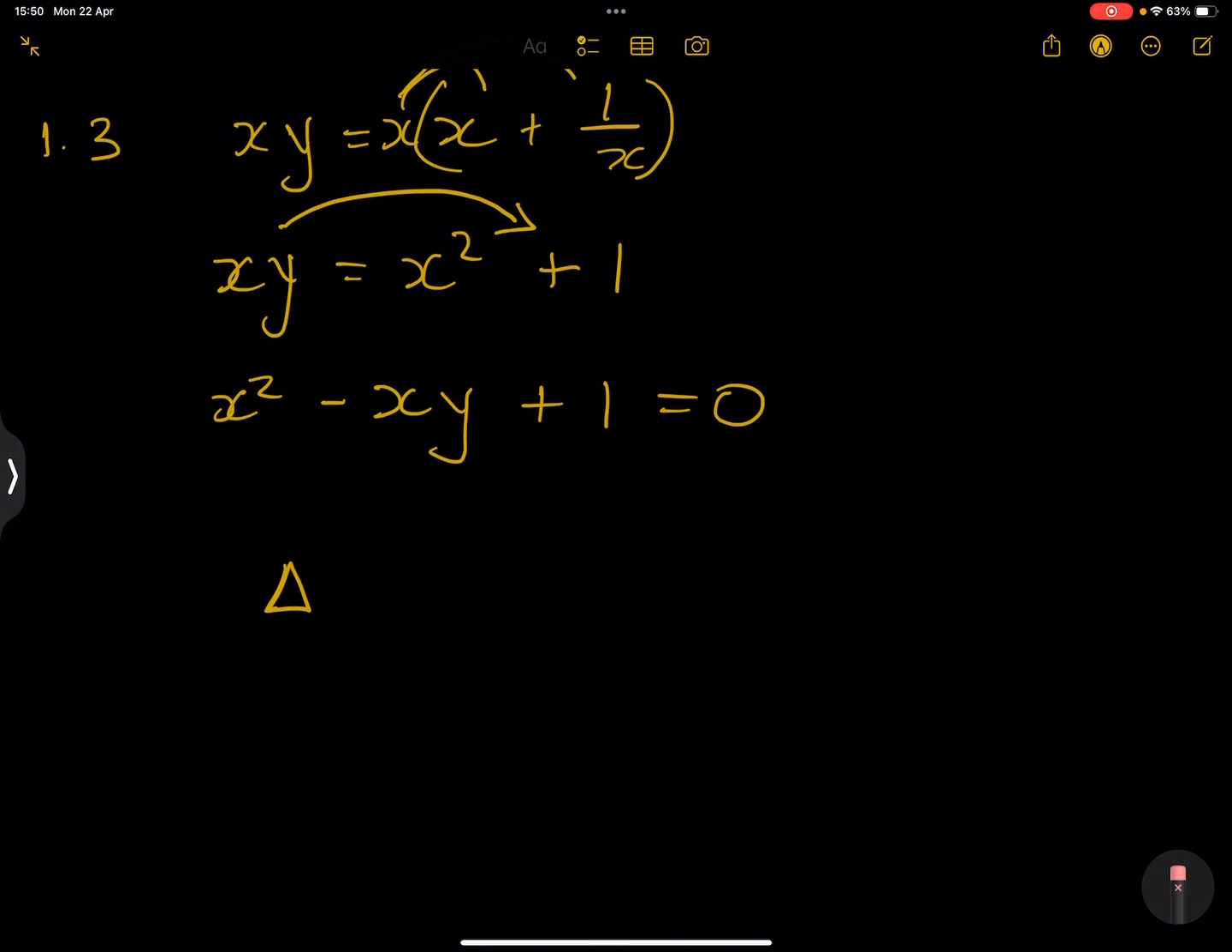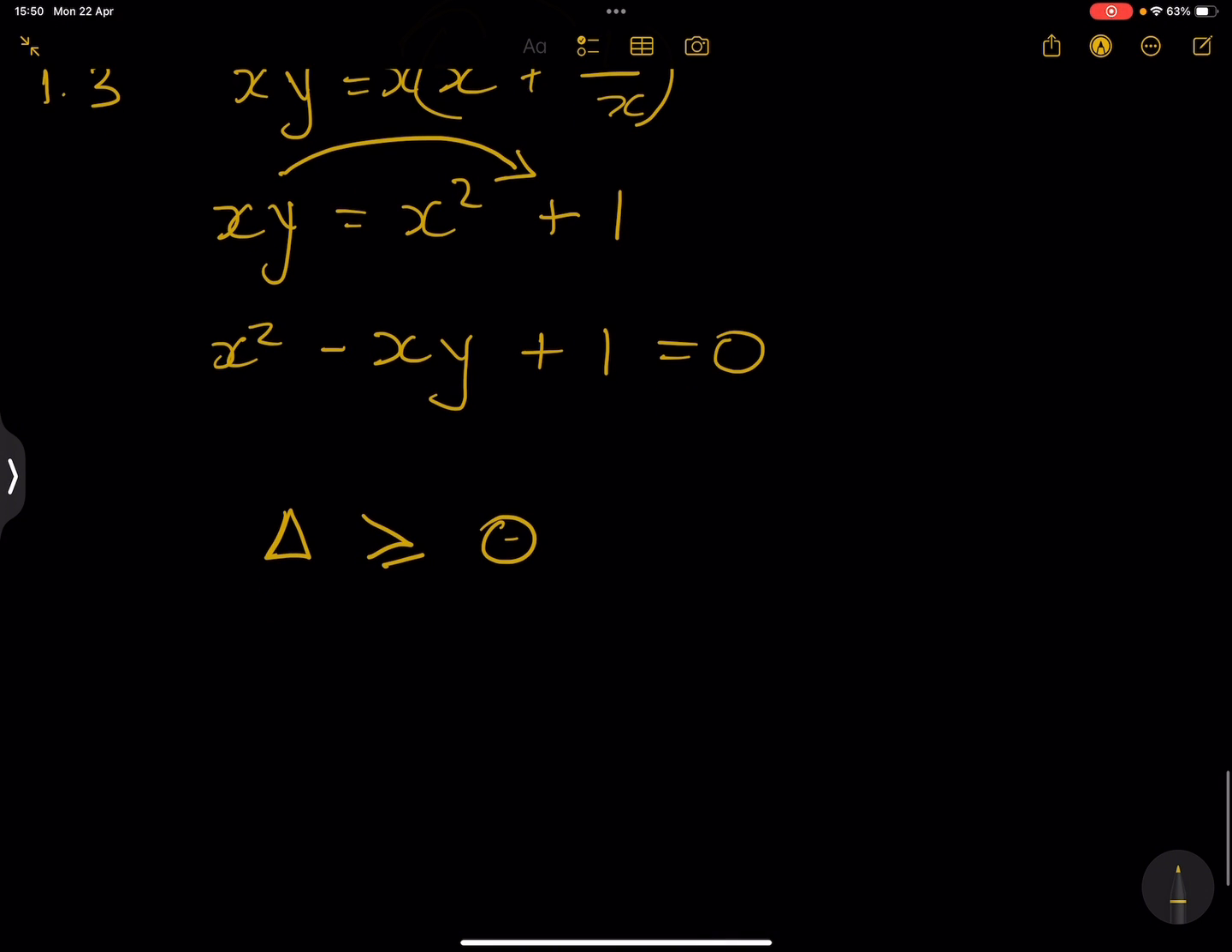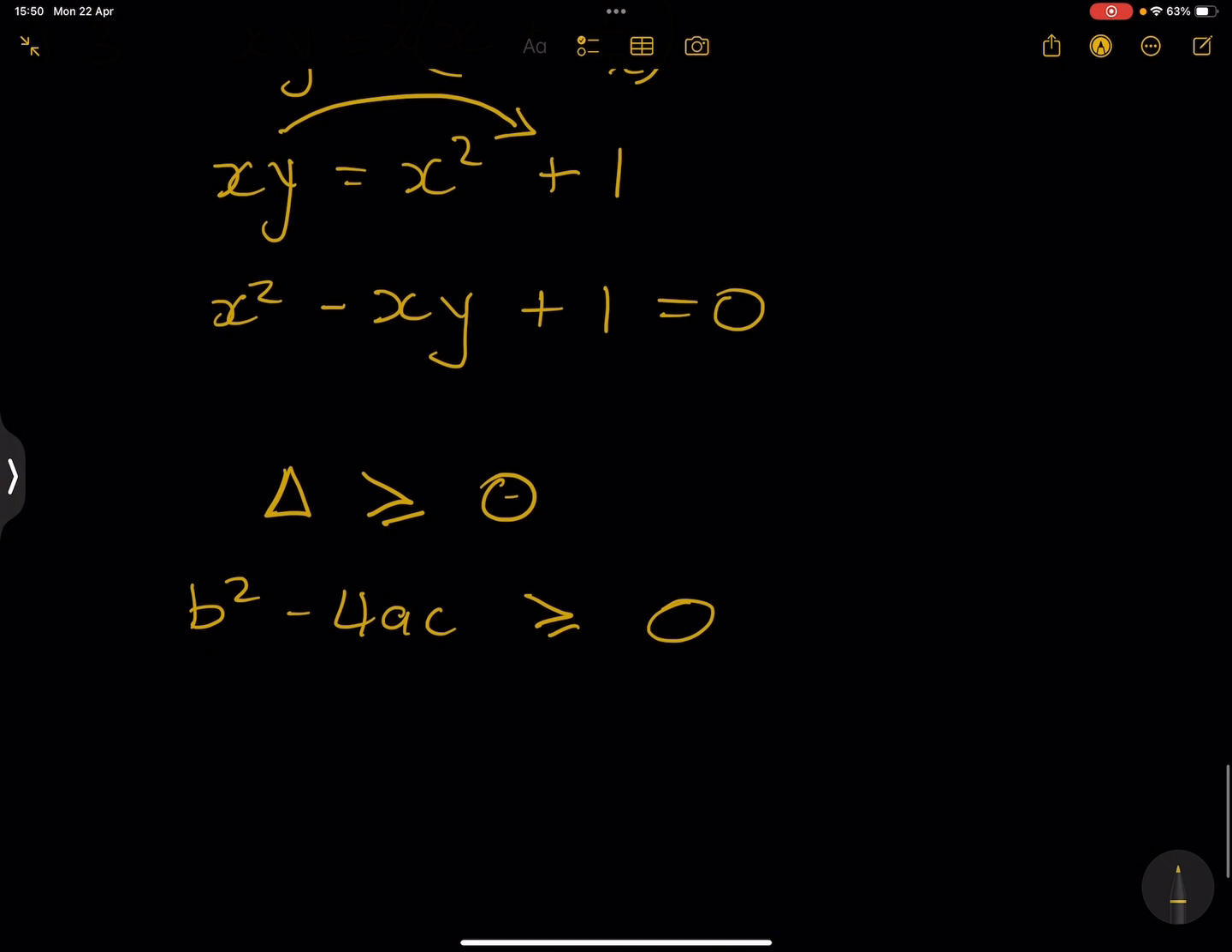And when are roots real? In this case, when we use the discriminant, roots are real when delta is greater or equal to 0, right? Now let's take our delta value. What is our delta value? That's going to be b squared minus 4ac. That should be greater or equal to 0.